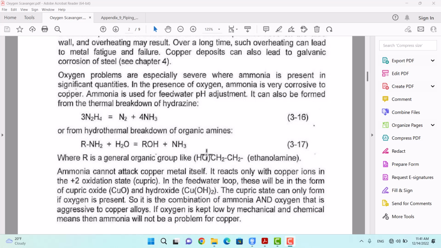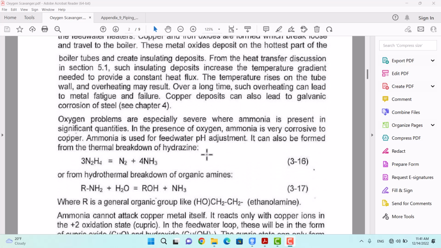Of course, here it says that oxygen problems become severe when there is ammonia in the systems. There are many sources of ammonia. Sometimes, in some petrochemical plants, ammonia is used as the chemical in order to raise the pH of the systems. Sometimes ammonia is produced as a result of thermal breakdown of some chemicals such as hydrazine or organic amines.